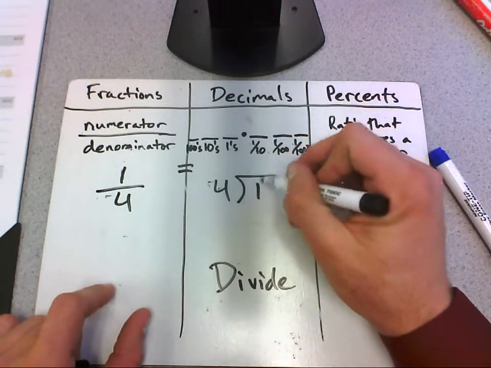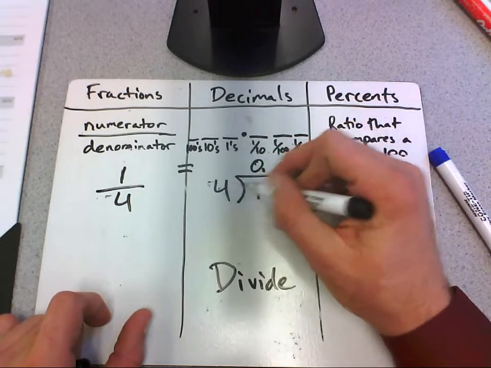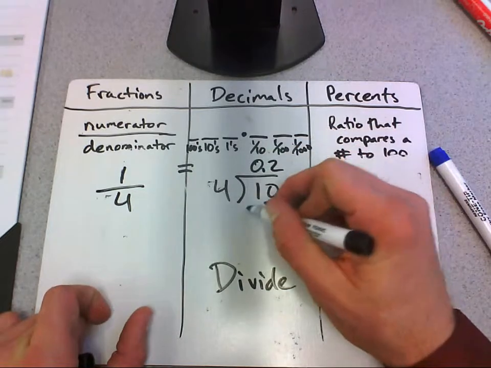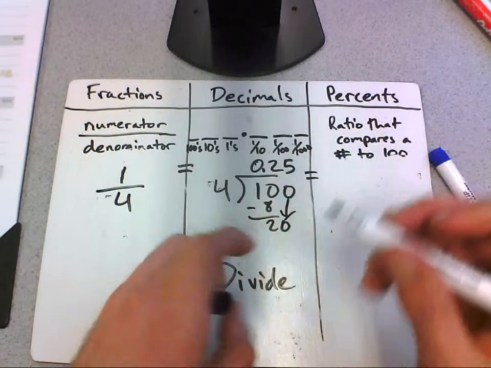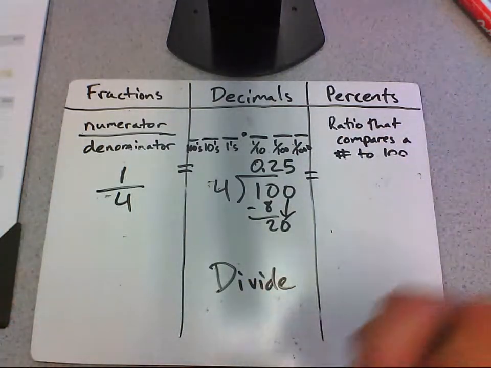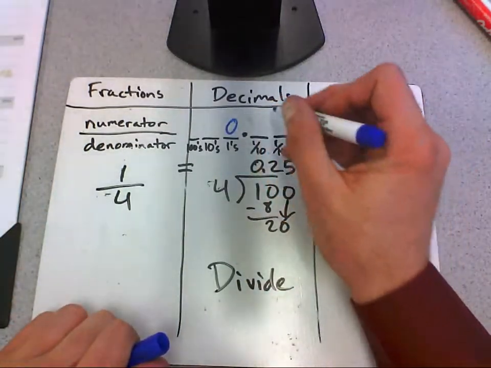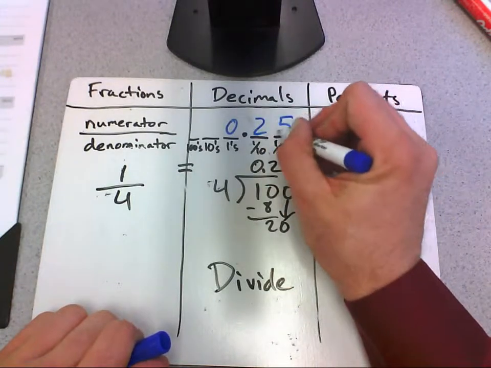4 cannot go into 1. 4 goes into 10 twice. 4 goes into 20 5 times. So we get the decimal equivalent of 0.25.